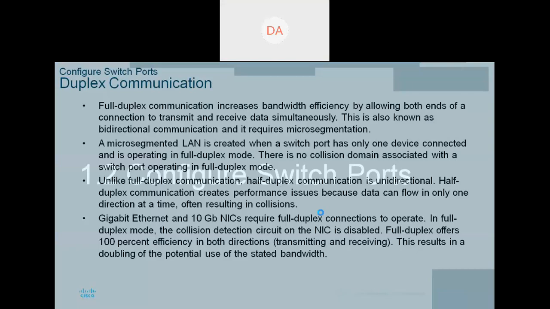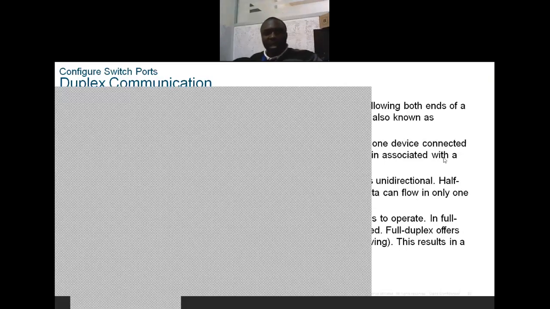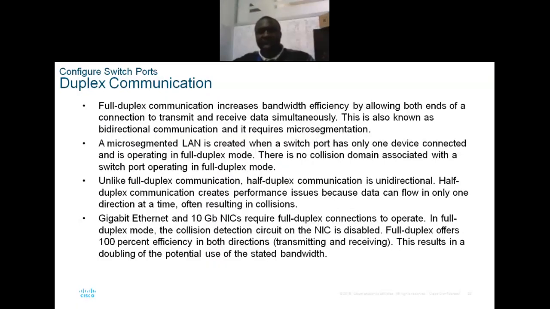Okay. Now, configure switch ports. What are these switch ports? Full duplex communication increases bandwidth efficiency by allowing both ends of a connection to transmit and receive data simultaneously. This is known as bidirectional communication, and it requires micro-segmentation. A micro-segmented LAN is created when a switch port has only one device connected and is operating in full duplex mode. Full duplex mode means that you can transmit and receive at the same time.